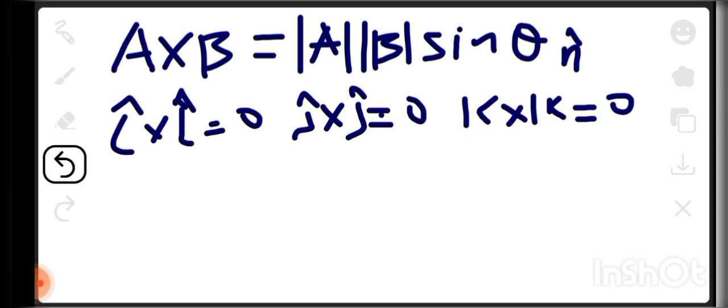Now, what about if you have I cross J, J cross K, where they are not the same? What is going to be the answer? Let's look at how to do that first of all. Then we'll look at how to do this cross product. Then we are good to go. Let's go.